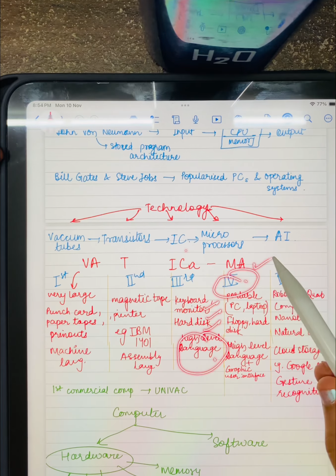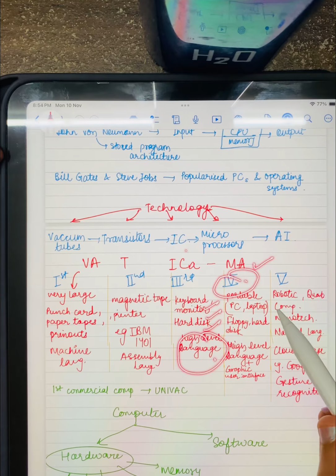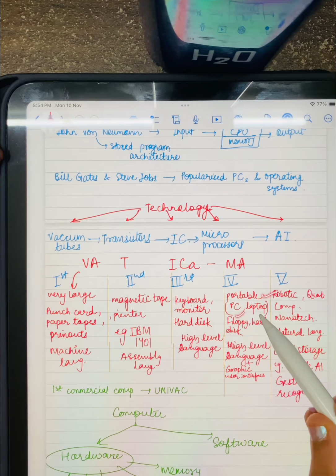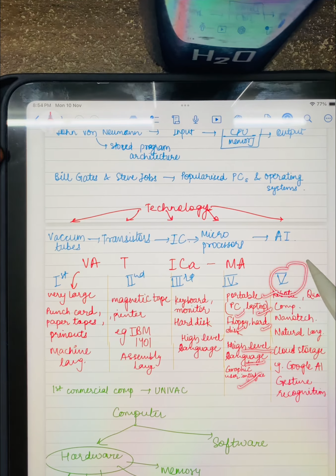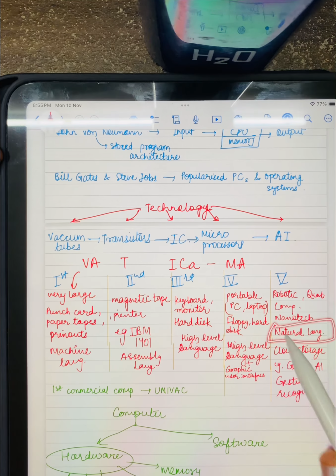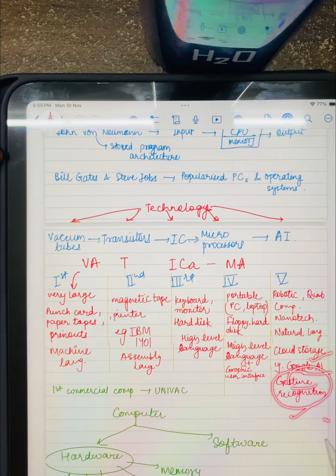Fourth generation with microprocessors. It has portable PC, laptop, floppy, hard disk. It has high level language plus graphic user interface. Then comes fifth generation with artificial intelligence. It has robotics, quantum computers, nanotech, natural language. It has cloud storage, example Google AI, and it has the features of gesture recognition, which our phones have.